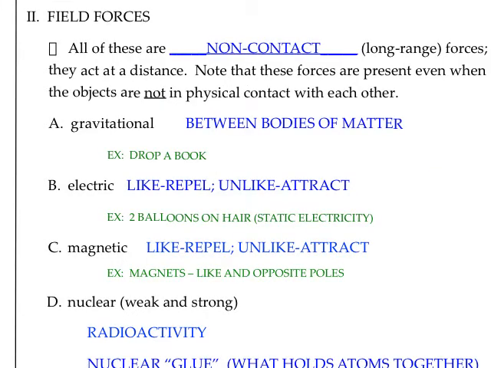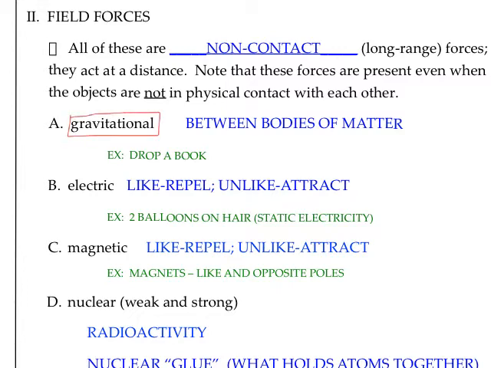We are going to be talking about a lot of different types of forces. So to make them easier to remember, we're going to break those forces down into two categories. Our first category will be called field forces, and all of these are non-contact, or sometimes you might see them called long-range forces. This means they act at a distance. So an object does not have to be in physical contact with another object in order for a field force to act on it. Now, the one that we will study the most is gravitational.